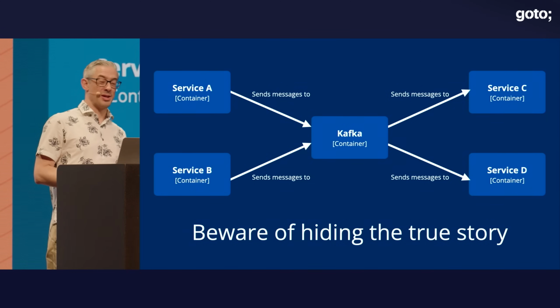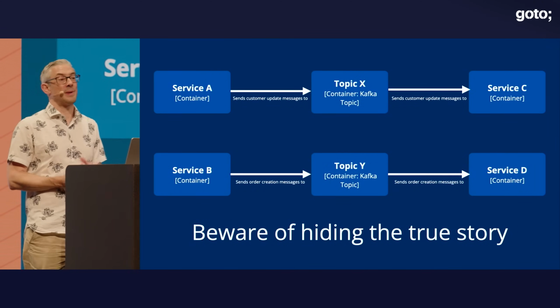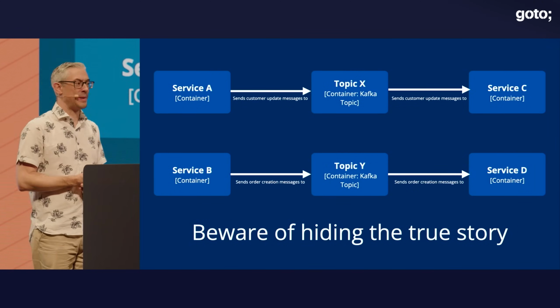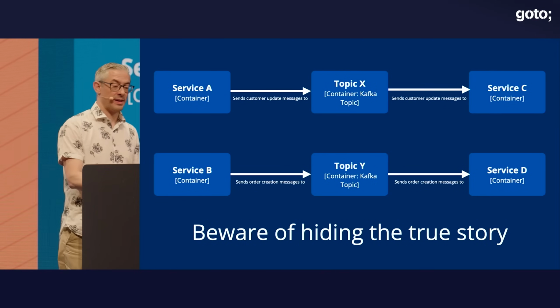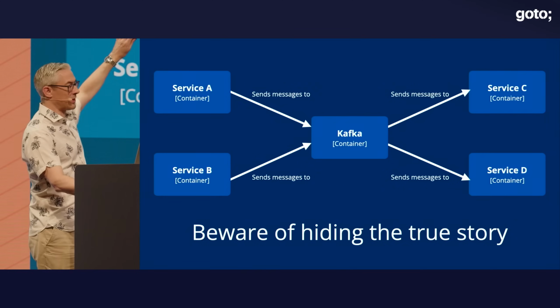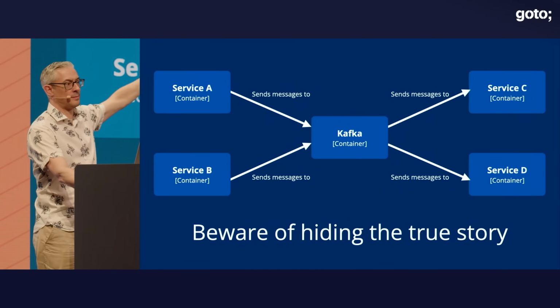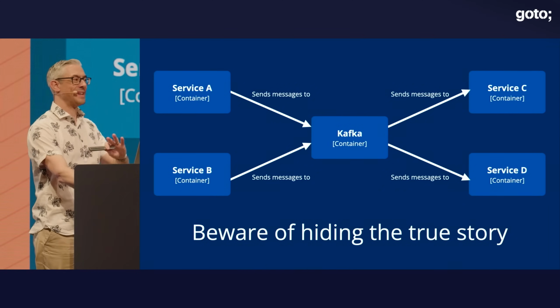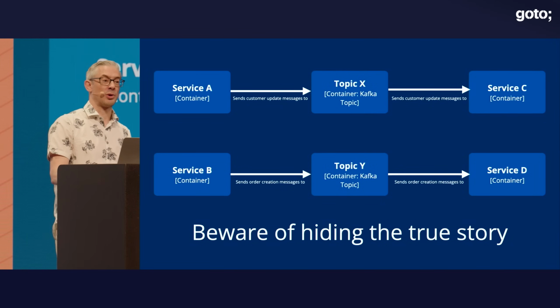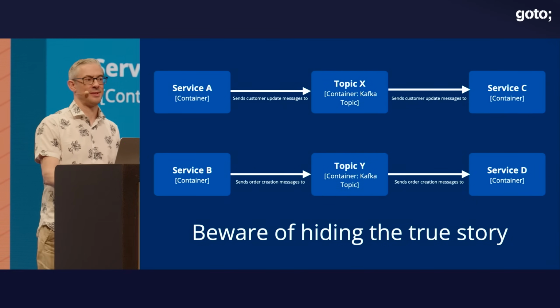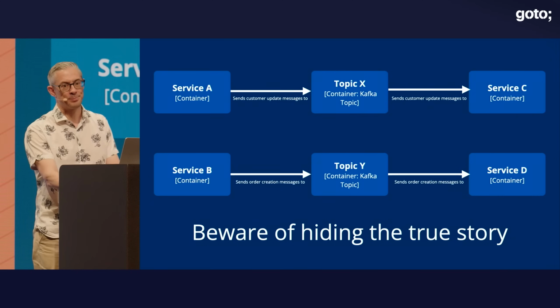Maybe the true story here is really that there's a point-to-point coupling between A and C and B and D via separate Kafka topics. So what I've done here, in the previous example, I'm trying to model the whole Kafka broker as a C4 container. I don't think that's the correct approach. I think the correct approach is to model the individual topics as C4 containers.